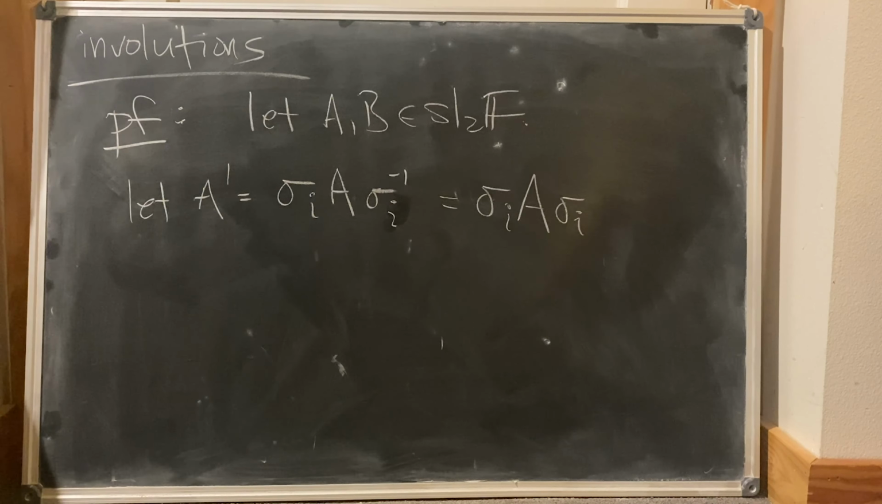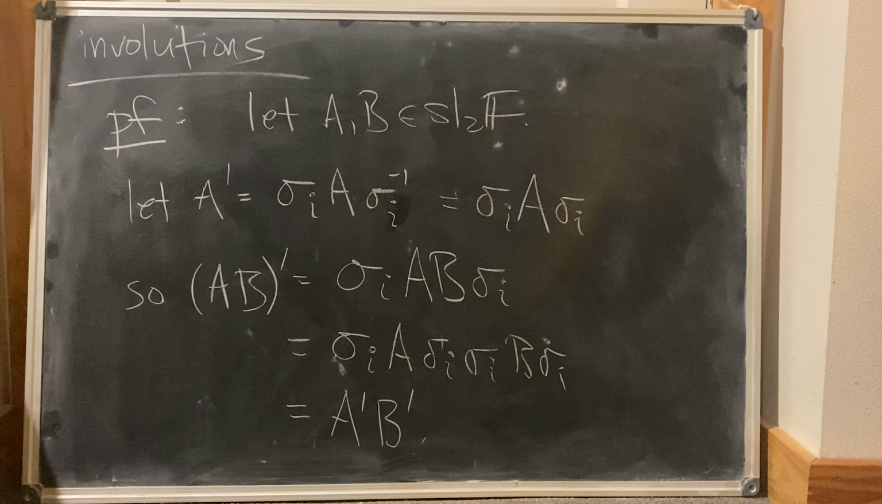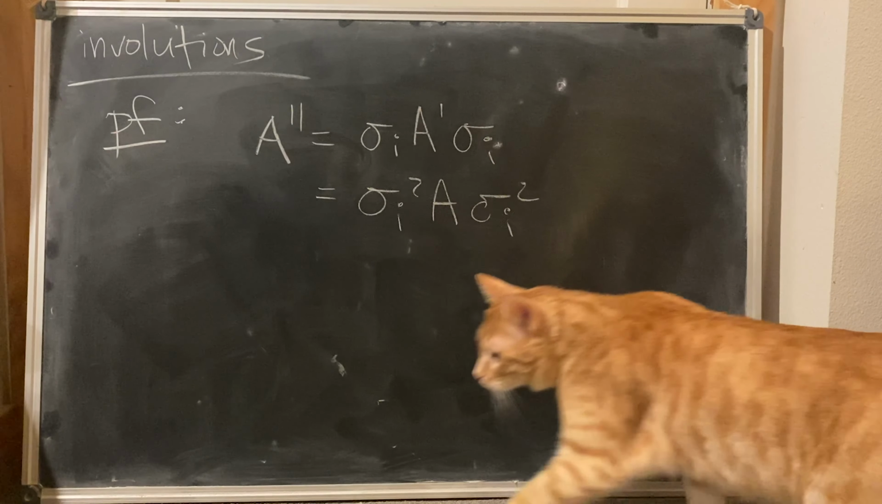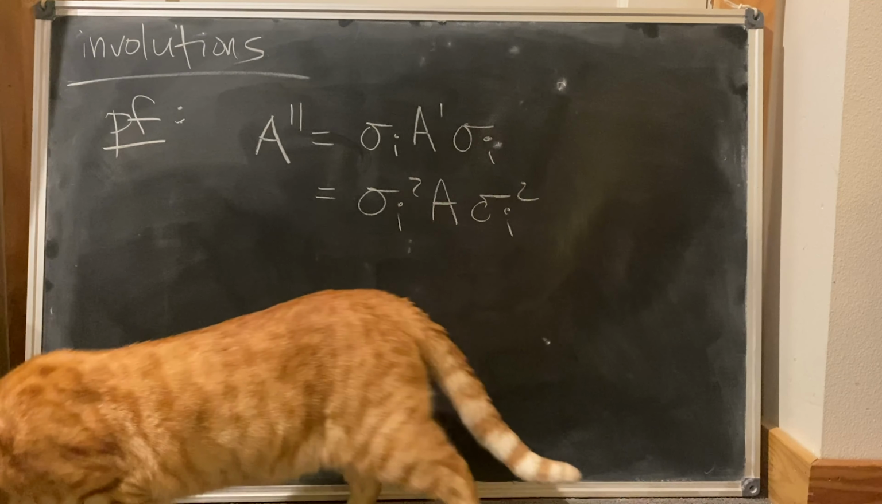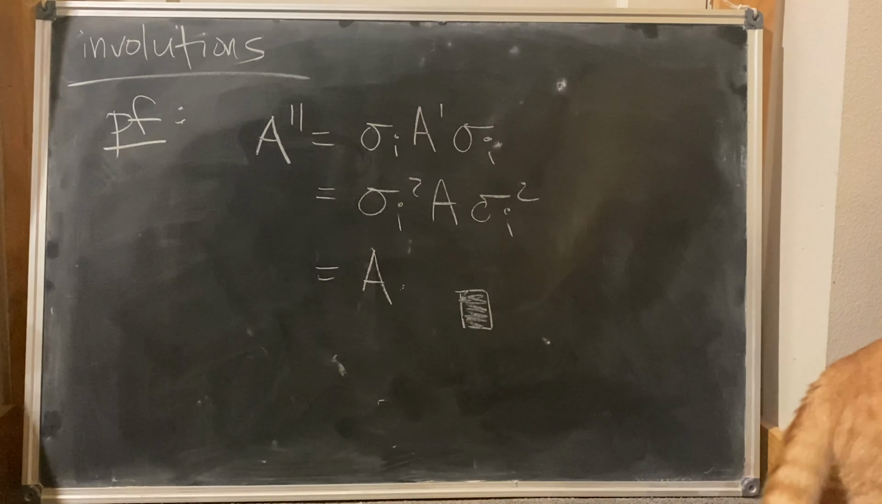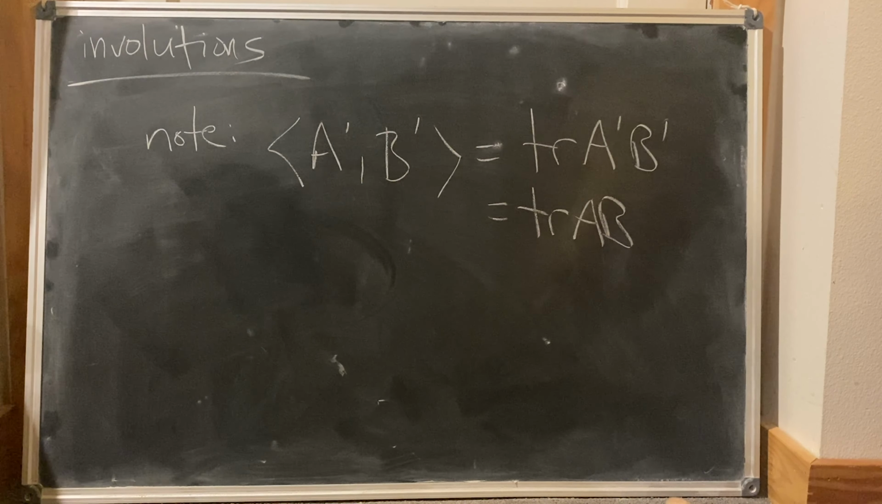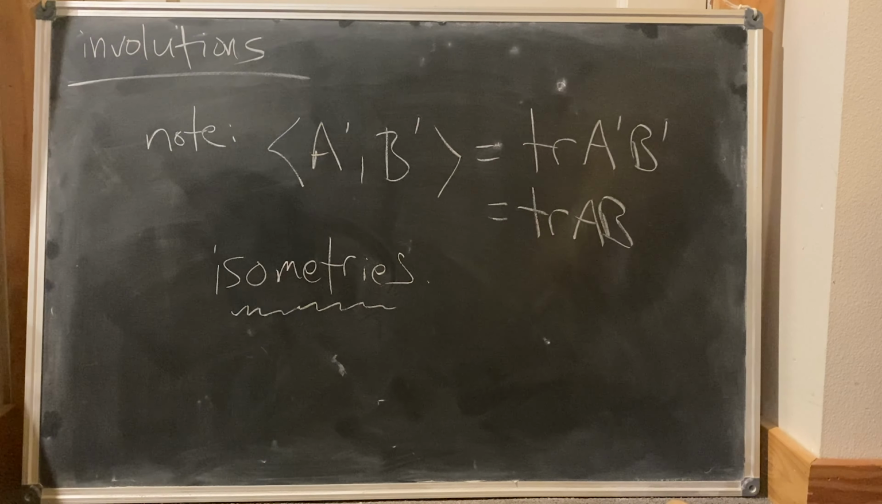We can compute the product A prime B prime and simply insert a pair of sigma i between A and B, as it is merely the identity matrix, which means that the conjugated matrices satisfy the same matrix algebra as you might have expected. Moreover, conjugating A by sigma matrices twice brings you back to A, and so we're done. Note also that the inner product is invariant under conjugation, so conjugation is an isometry.